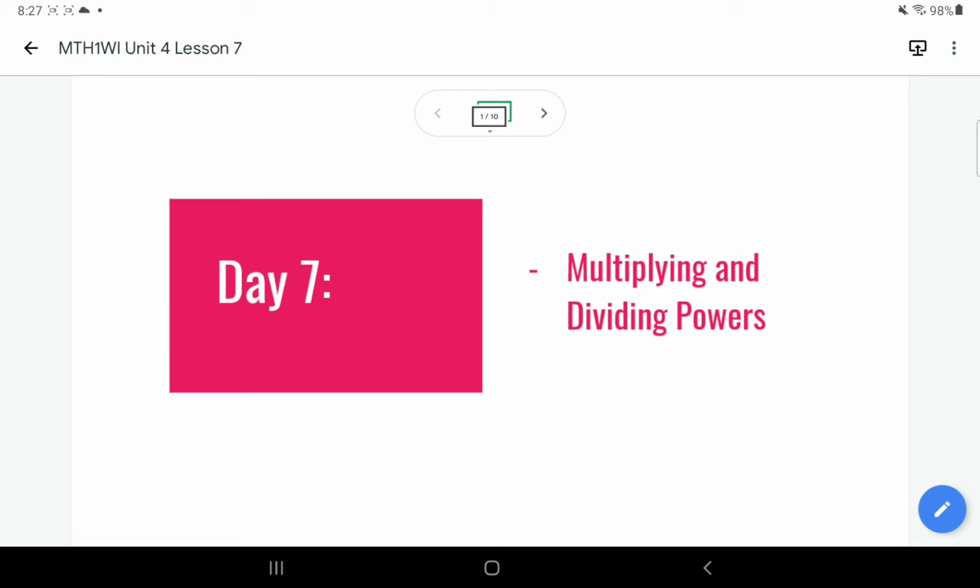Hi folks, we are looking here at lesson 7 for unit 4, and we're going to talk more about multiplying and dividing powers. So we're going to be doing the same power rules as what we looked at earlier in unit 4, but we're going to be looking not just at variable bases, but also at situations where there's a number as the base, not just an x or a y, but numbers as the bases.